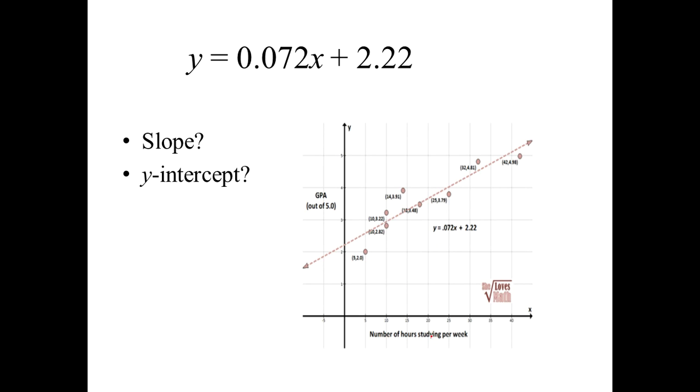It has to do with number of hours studying per week and a GPA. What is the slope? Take a moment to think and write it down. I would write this equation and then answer these questions right underneath that. I'd write slope, and then y-intercept, what do you think it is? You thought the slope was 0.0272. Well done. Remember, that's the thing left of the x. The y-intercept is 2.22. Good job.